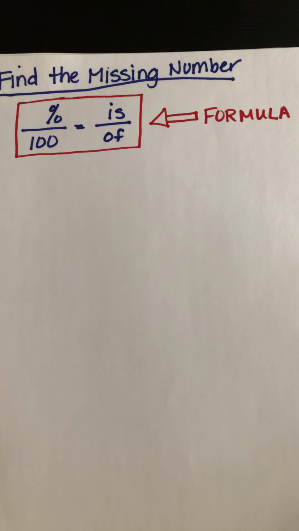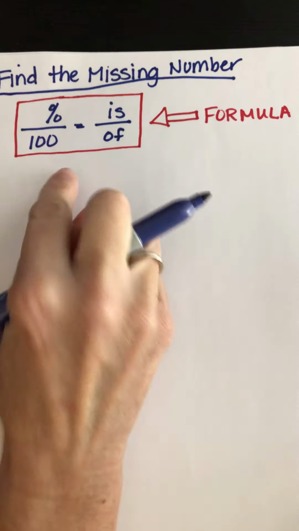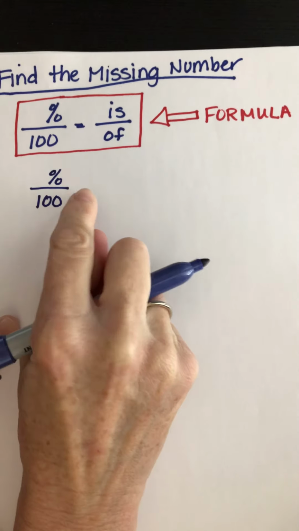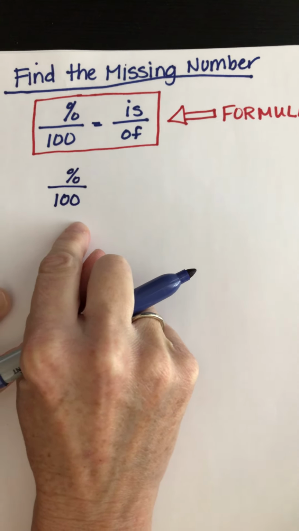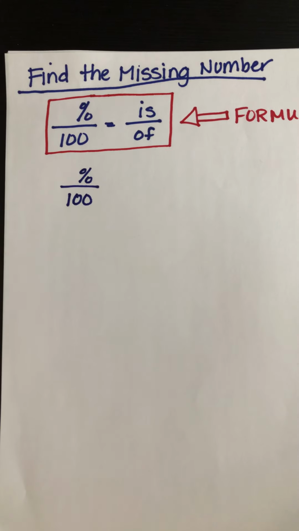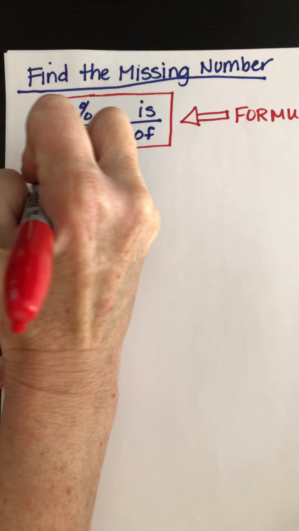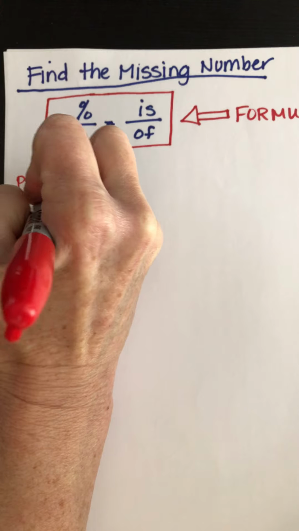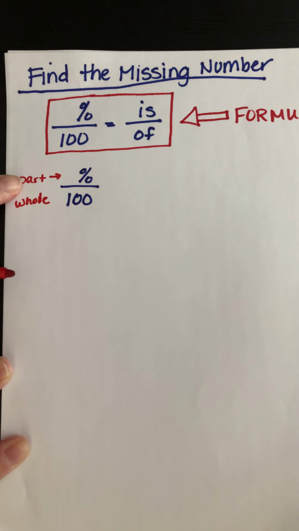Okay, so if we are trying to find a missing number, we have our formula here, we're just going to leave that up here, but I'm going to write percent over 100. We learned that percent always goes over 100. And our percent is going to be the part of our whole. So the part is the percent, to the whole, which is 100, because the percent is out of 100. So if we had 50%, 50% is the part of the whole.